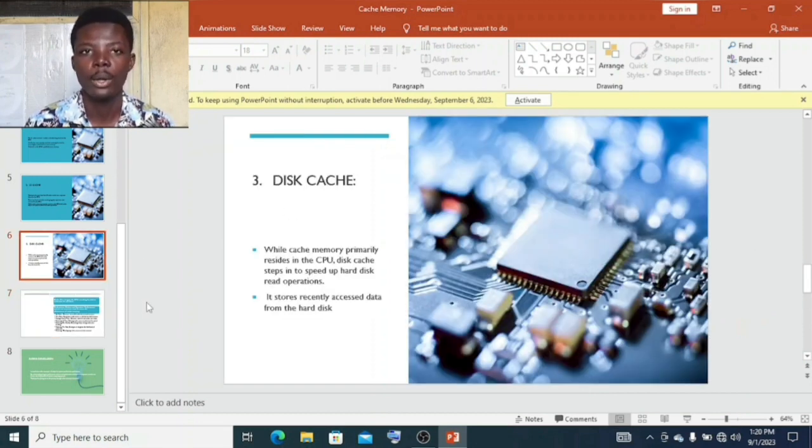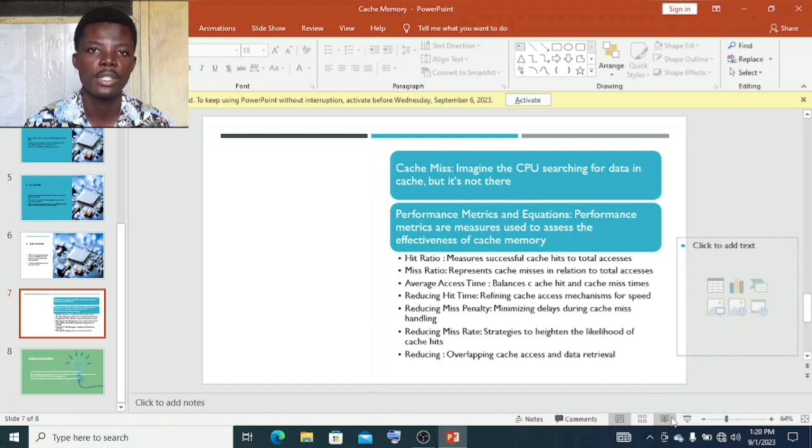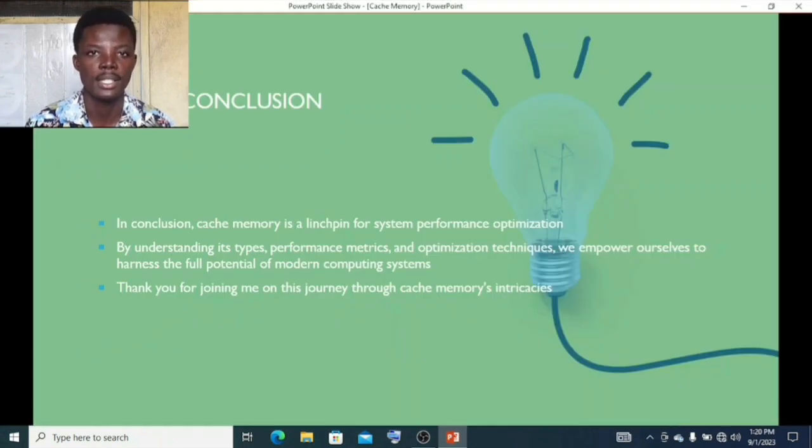By this, we can conclude that cache memory plays a pivotal role in optimizing CPU efficiency. By understanding its dynamics, you are equipped to enhance cache performance and elevate the overall computing experience.